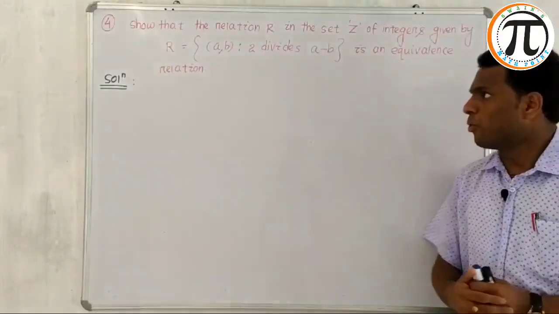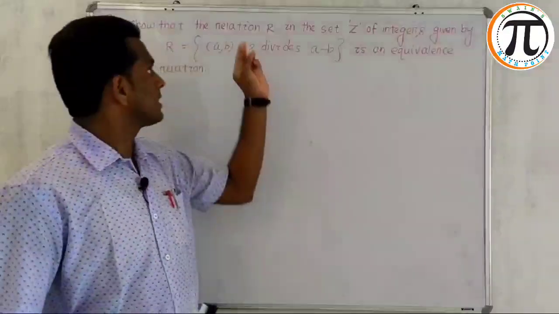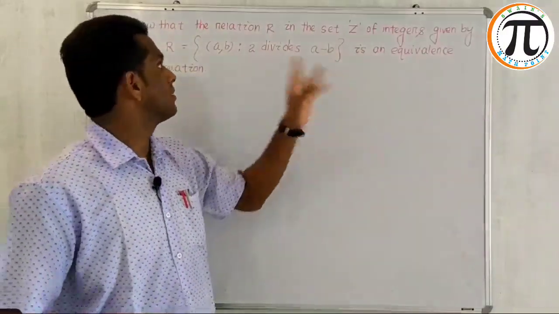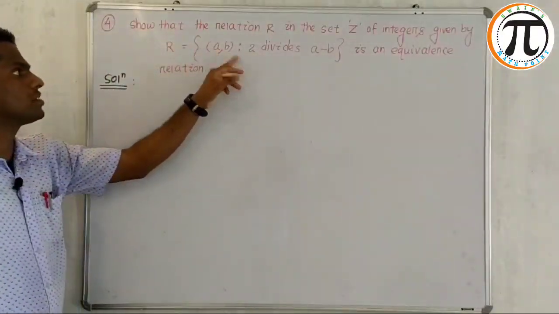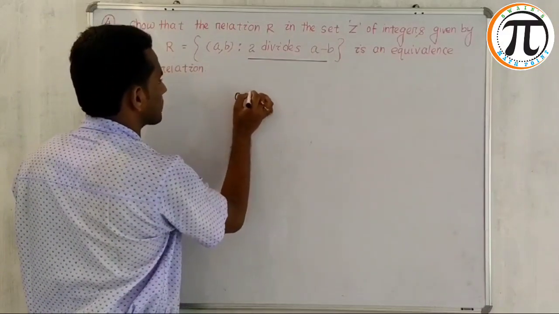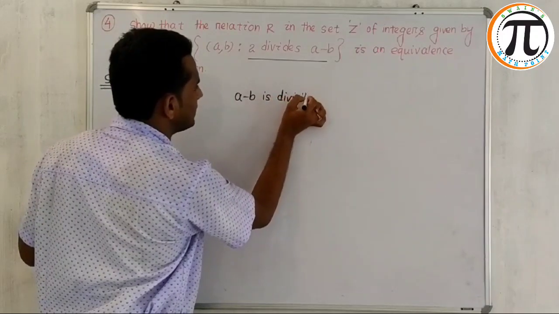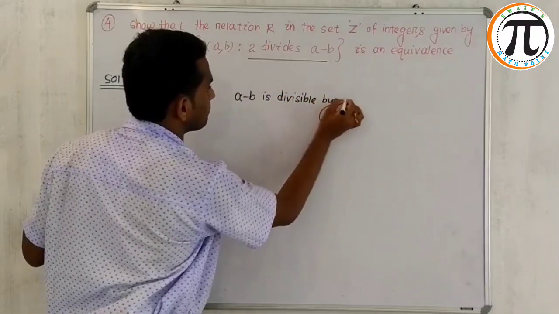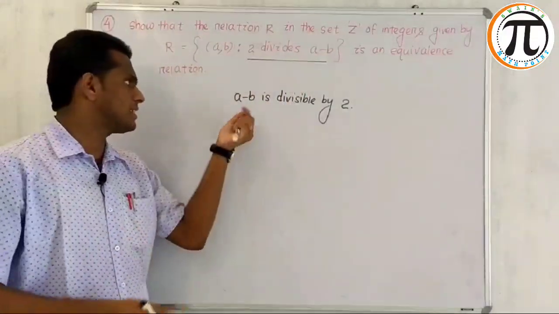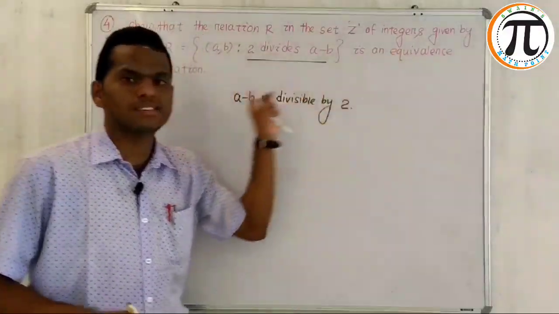Coming to question number 4, it is given that you have to show that the relation R in the set Z, the set is Z, meaning integers, R is given as (a, b) such that 2 divides a minus b. What is the meaning of this? a minus b is divisible by 2. Try to understand, 2 divides a minus b means just reverse that, a minus b is divisible by 2. Okay, and prove that it is an equivalence relation.